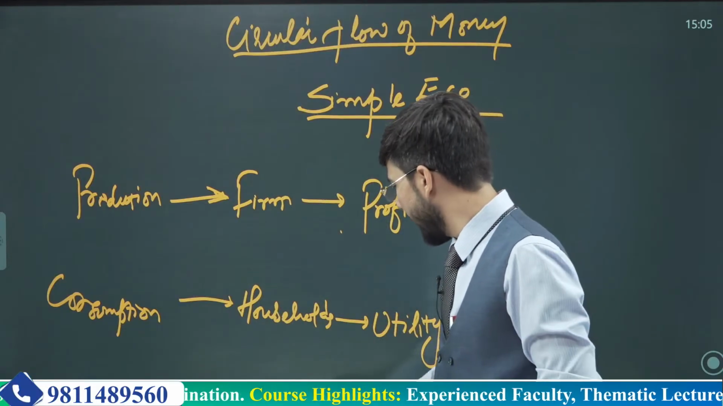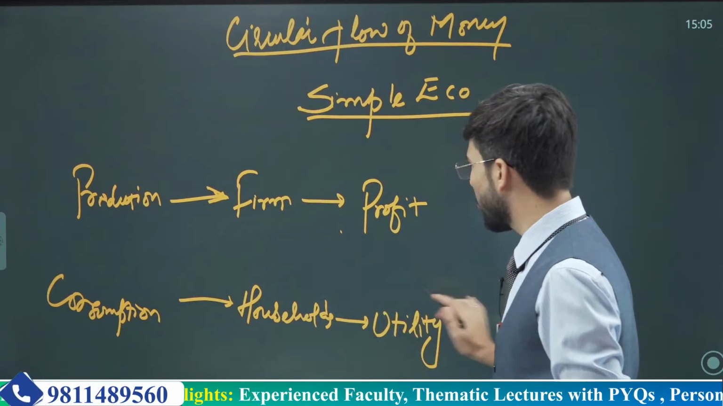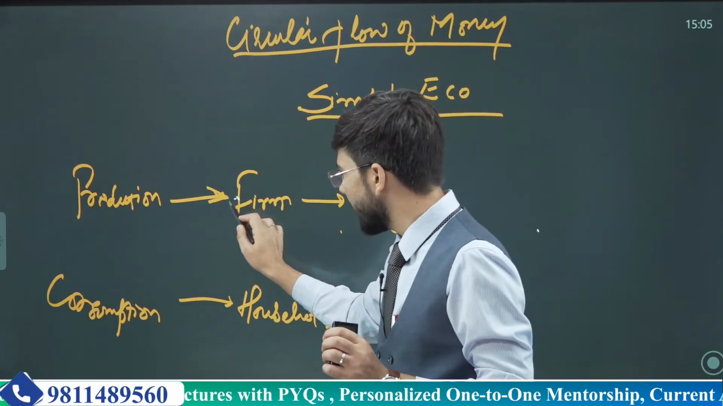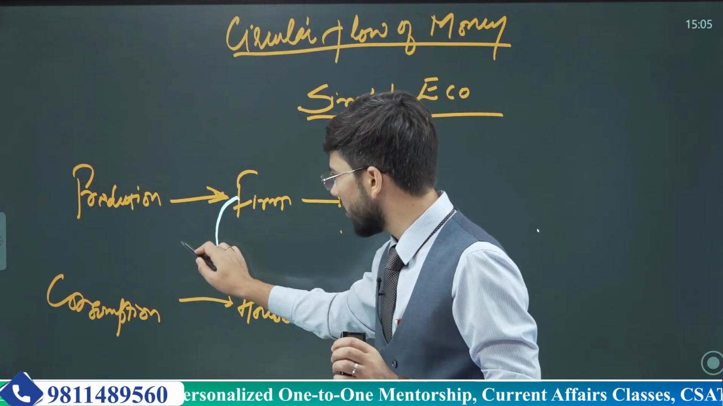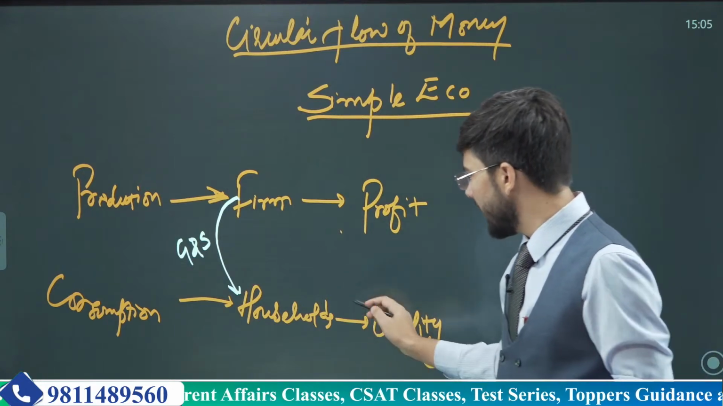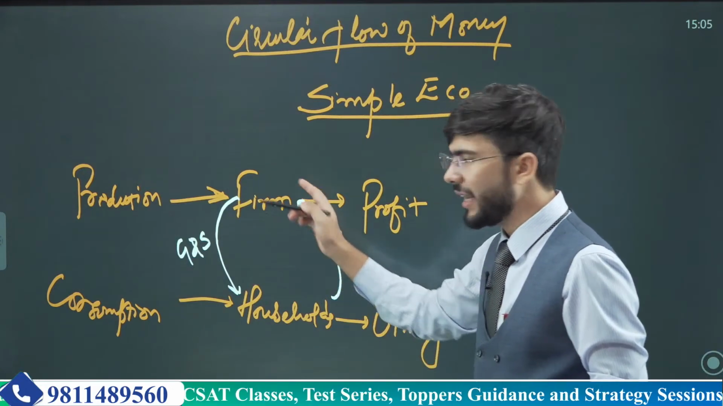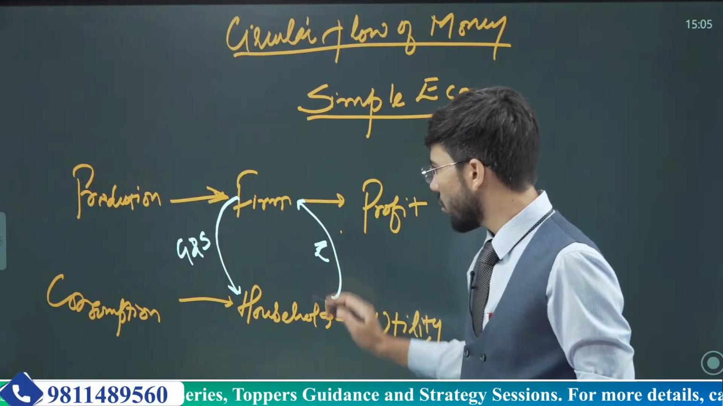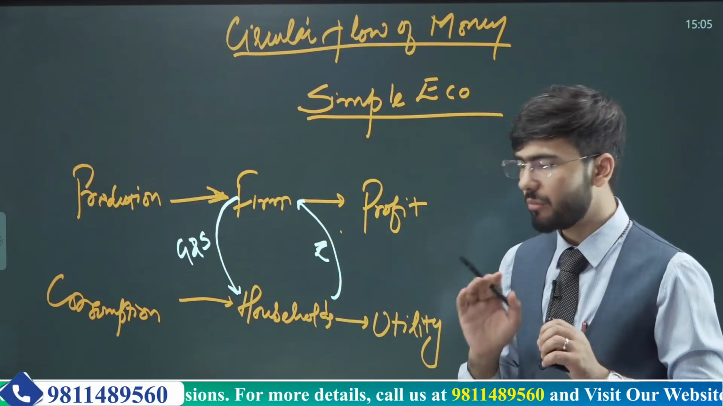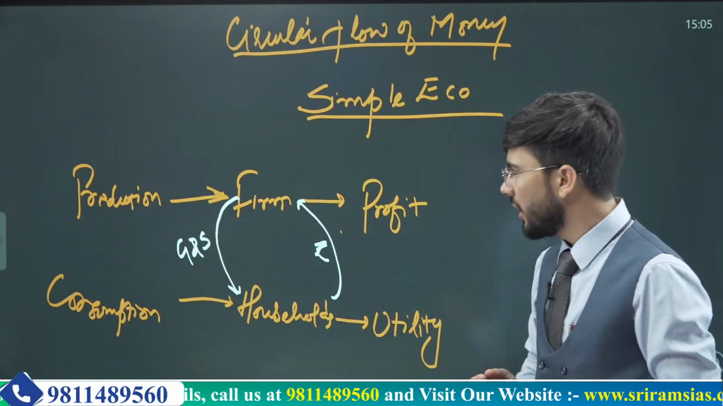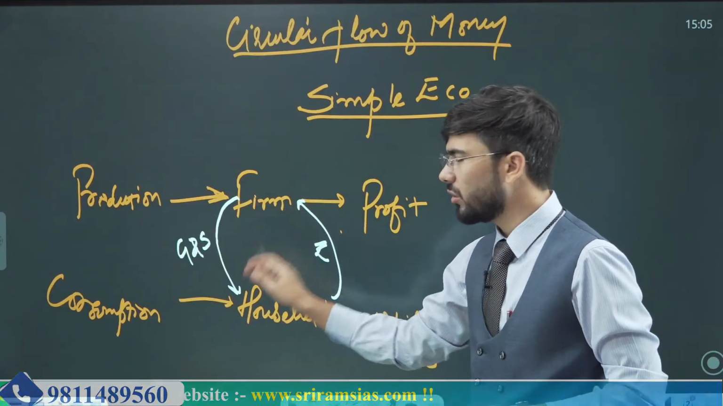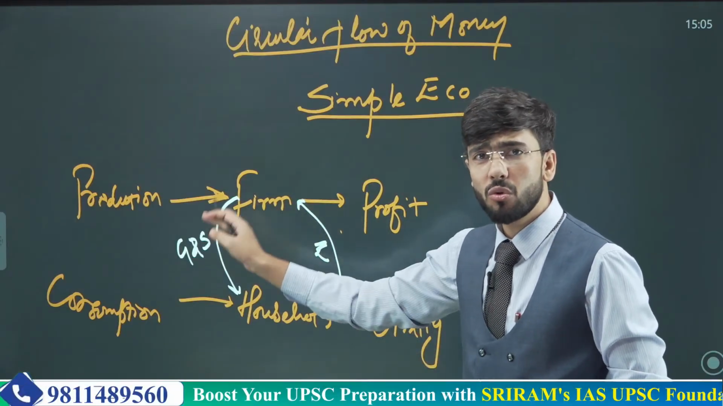So here one key goal of the firms is to produce, and they will supply this production of goods and services to households, and these households in turn will pay them. These households will pay the firms for the goods and services which they are consuming. Again, there is one more thing. Now, this money which went to firms, they will utilize this money to what? To produce goods and services.